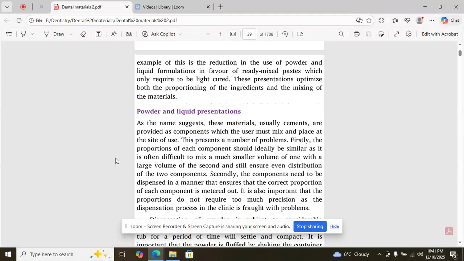Powder and liquid presentations: as the name suggests, these materials, usually cements, are provided as components which the user must mix and place at the site of use. This presents a number of problems. Firstly, the proportions of each component should ideally be similar, as it is often difficult to mix a much smaller volume of one with a large volume of the second and still ensure even distribution of the two components.